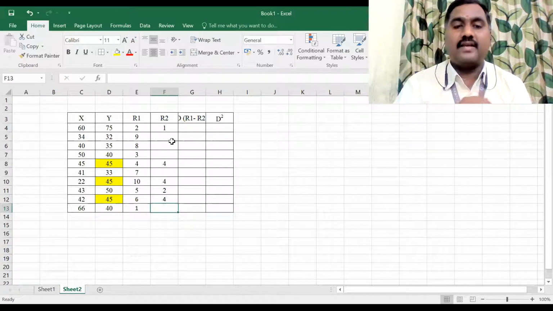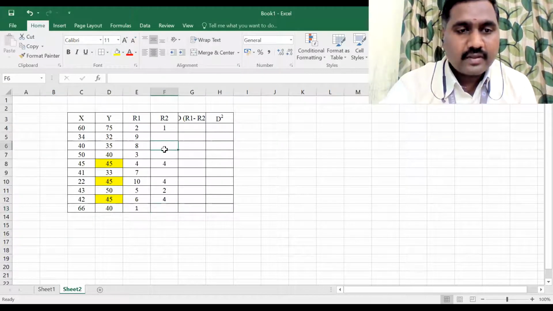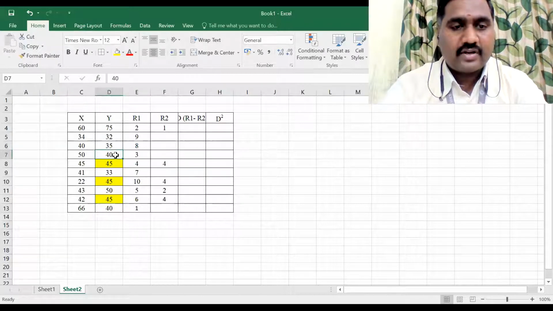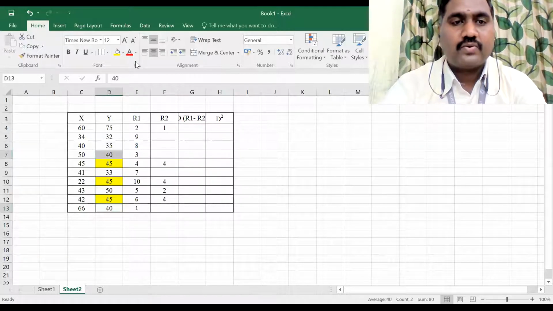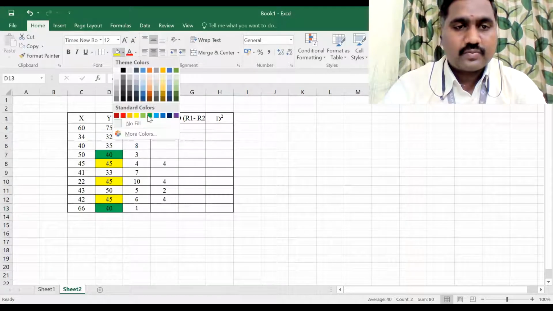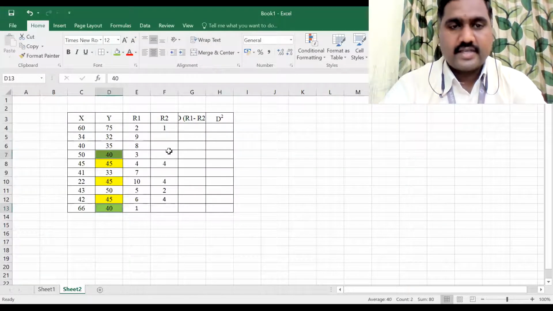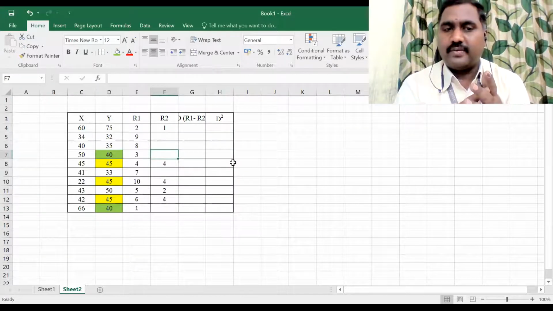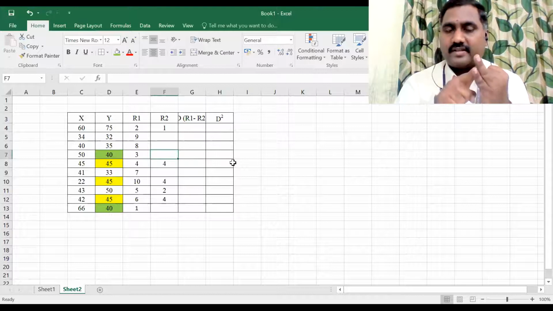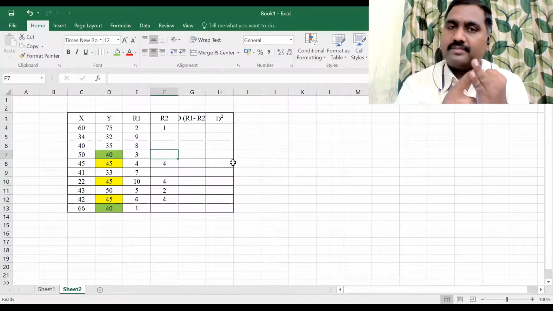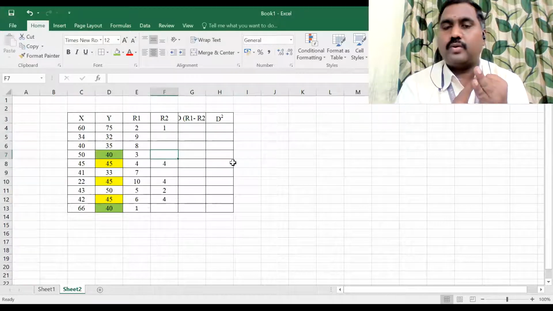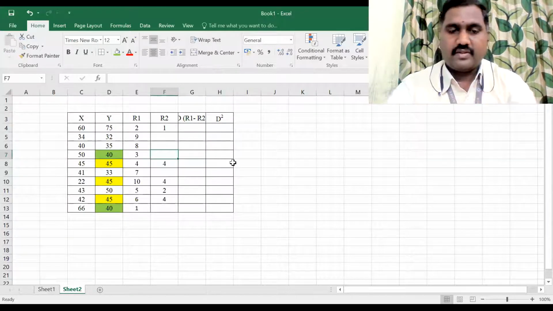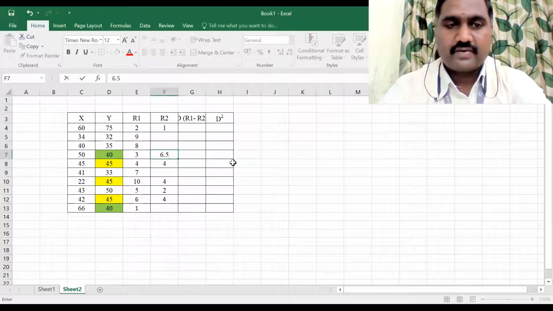Now we need to apply the sixth rank. Sixth rank for which value? After 45, again 40, and 40 is also repeated 2 times. I'll highlight that also. Okay, yes. Now see the 40. After 1, 2, 3, 4, 5, sixth place is a 40, and then seventh place is again the same number 40. So sixth and seventh places are there. 6 plus 7, how much? 13. 13 divided by 2, how much will you get? 6.5. That you need to mention here, 6.5.